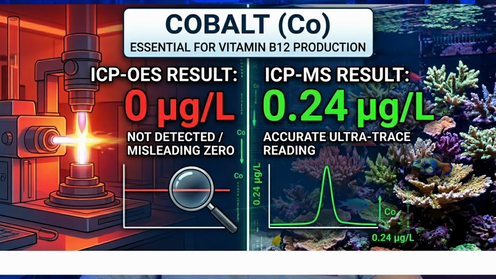Maybe that level isn't toxic, maybe it is. The truth is that we don't really know. And I personally don't like pushing unknown limits. Next one is cobalt. Cobalt is an essential trace element that acts as the central atom for vitamin B12 production and many other metabolic processes. ICP-MS showed 0.24 and ICP-OES was at 0. My target is 0.1 to 0.2 micrograms a liter.